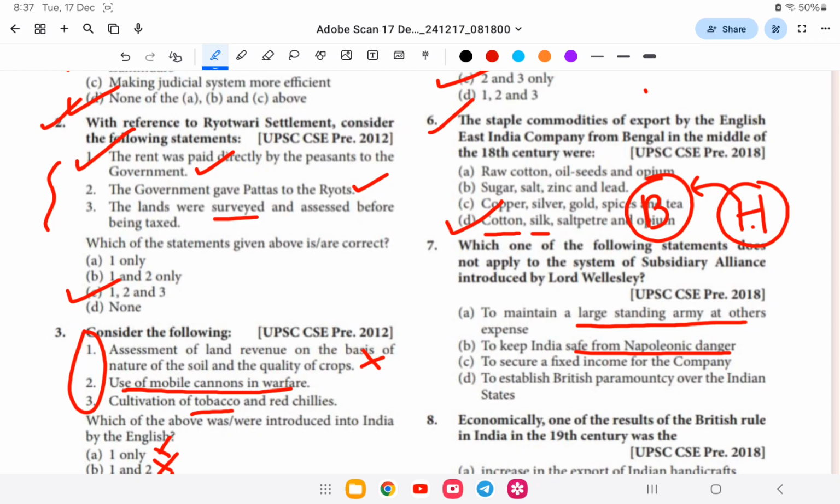And to secure fixed income for the company. There is no fixed income as such, it is just that the army is maintained. And to establish British paramountcy over the Indian states. So D is also correct. Under the subsidiary alliance, the British monarchy employed this. So A, B and D are correct, only C is not under the subsidiary alliance. So option number C is the correct answer.